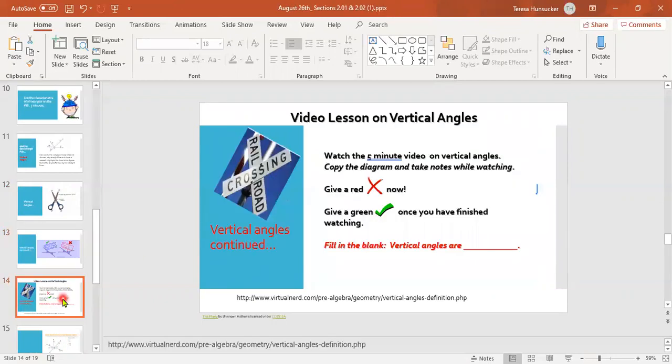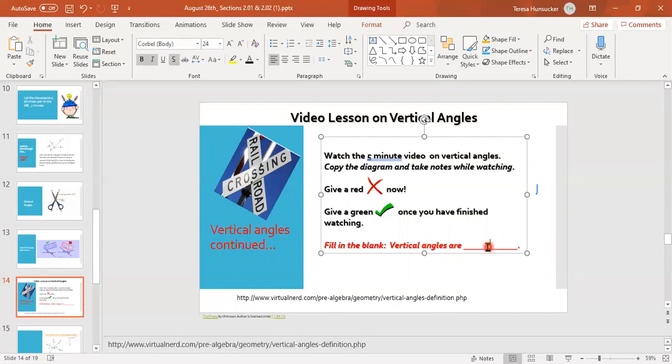All right, I have this video. It is on the slide there, virtualnerd.com, on vertical angles. So you might try and look for that and listen. Vertical angles are congruent. That means they're equal in measure.